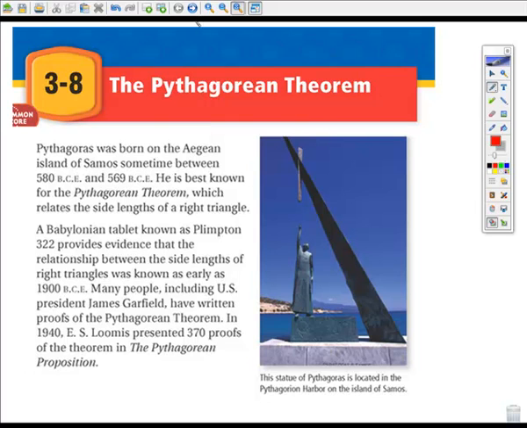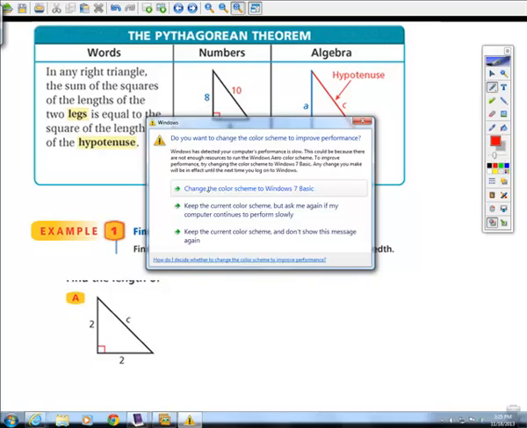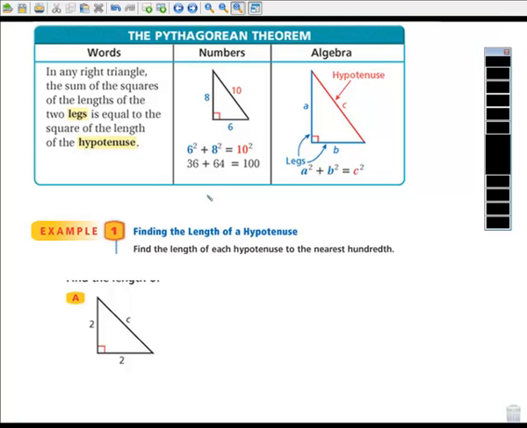We know that the Pythagorean theorem basically says in any right triangle, the sum of the squares of the lengths of the two legs is equal to the square of the length of the hypotenuse. And then if we have numbers, it's basically saying that this leg squared, 6 squared, plus this leg squared, 8 squared, equals this side squared, 10 squared. So when you square them all, 36 plus 64 does equal 100.